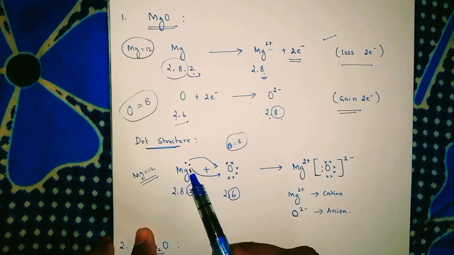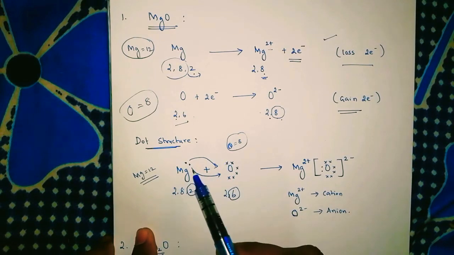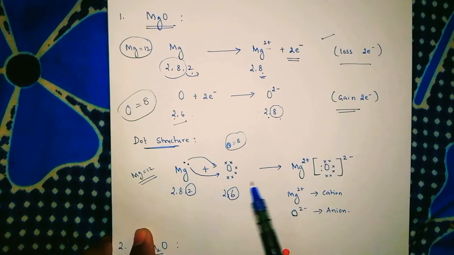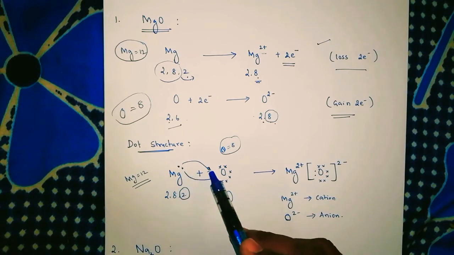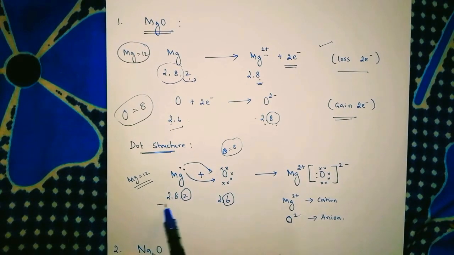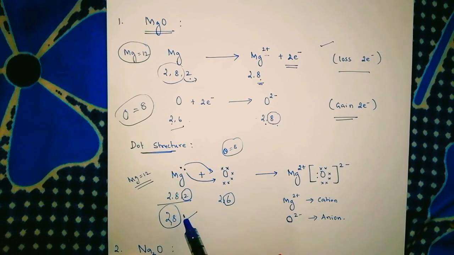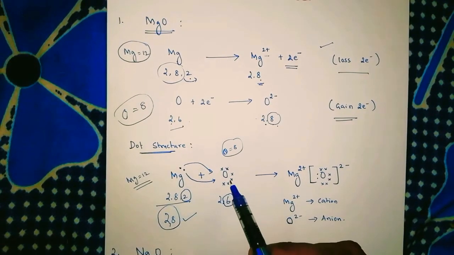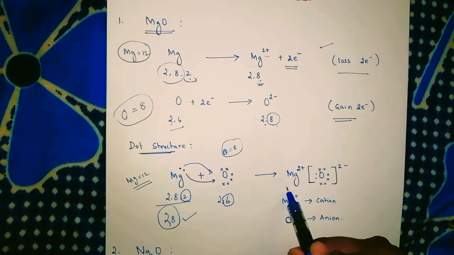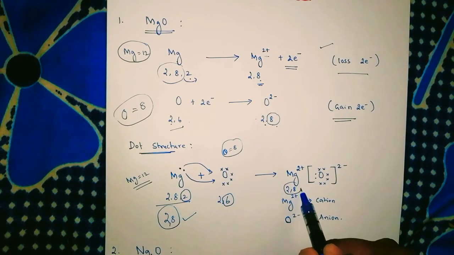Now magnesium is giving the 2 electrons to oxygen. After losing the 2 electrons, magnesium now forms 2 and 8, attaining the octet configuration. After losing that, you see that magnesium is now becoming 2 and 8.